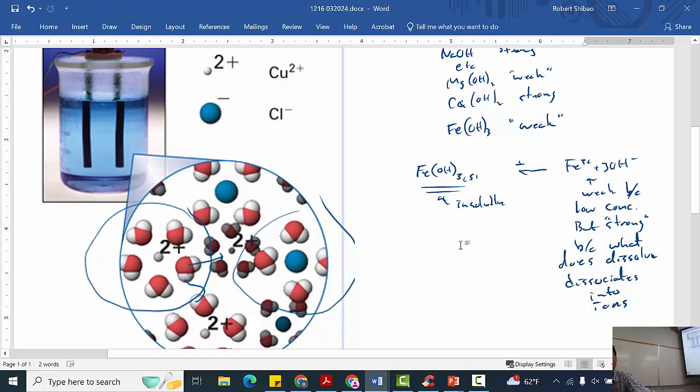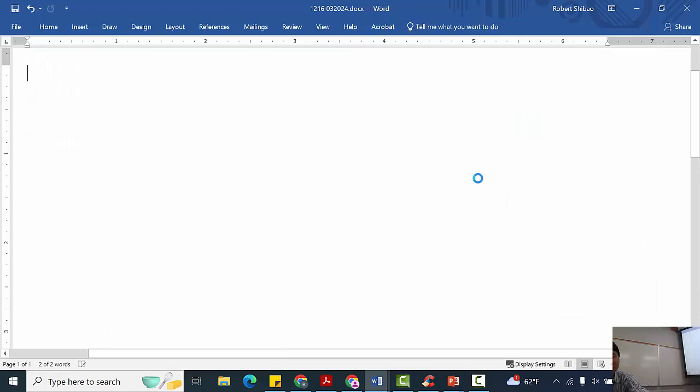What does dissolve dissociates into ions. Now I have uneven arrows here. The forward arrow is small, the reverse arrow is big. That was done intentionally to show that it's mostly the solid, with very few ions in there. Let me add some more pages here so I don't have to write so small.